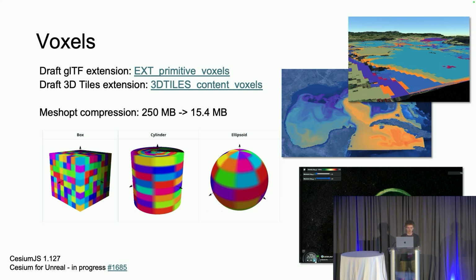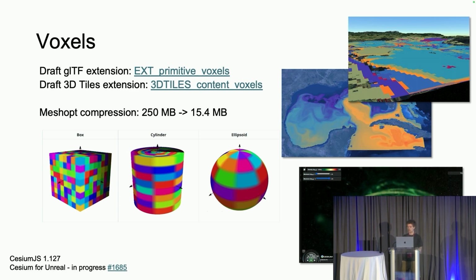And one thing that makes our voxel approach unique is that we support a variety of shape types. So we support boxes, but we also support cylinders and ellipsoids. So it's truly designed for geospatial use cases. A lot of formats are just the box shape. So I think we have very interesting techniques for how we do this. And it's supported in Cesium.js. It's also supported in Cesium for Unreal as a pull request right now.